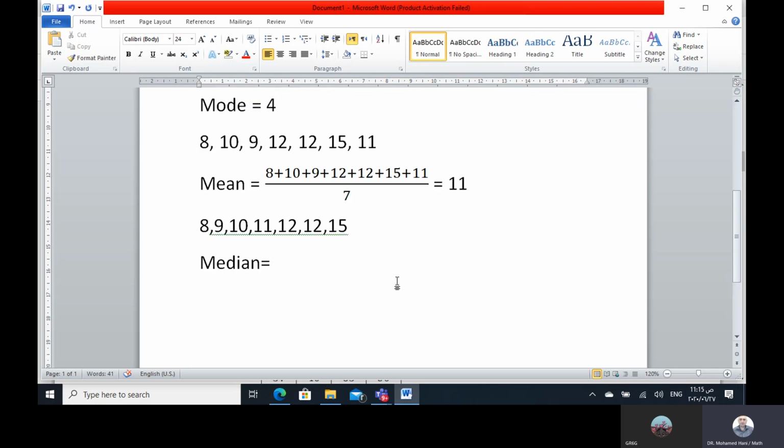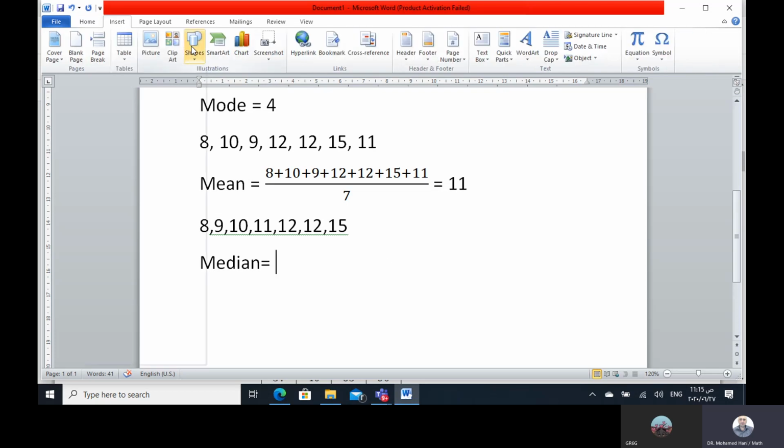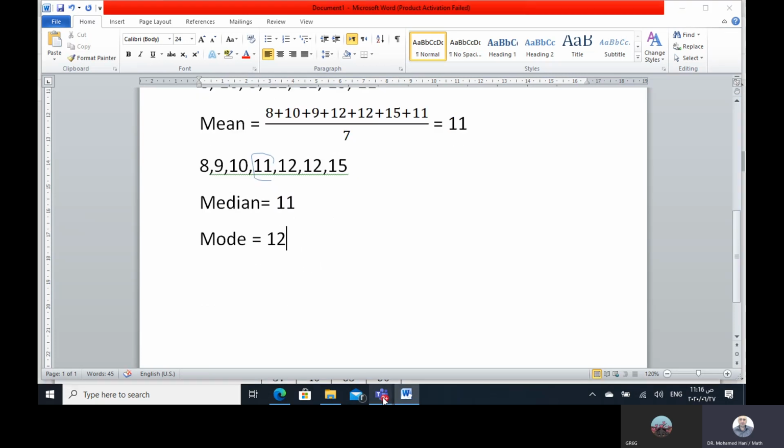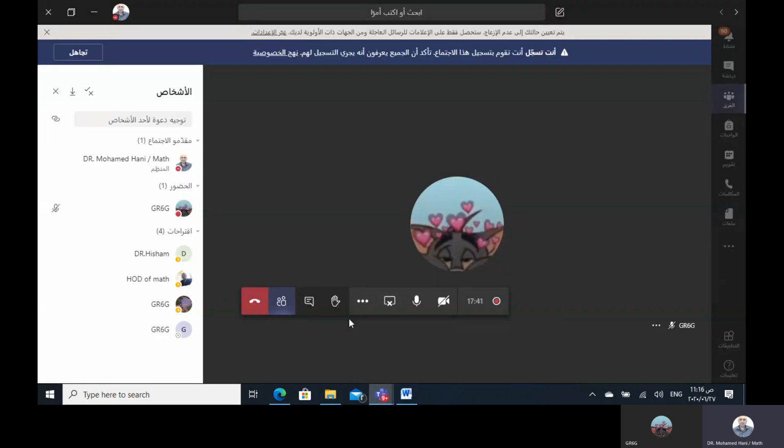Now the median. Seven is odd number, so the median will be the number on the middle, will be 11. Now the mode. The most repeated number, as you see here, we have 12. Okay. This is the meaning of the mean, the mode, and the median.